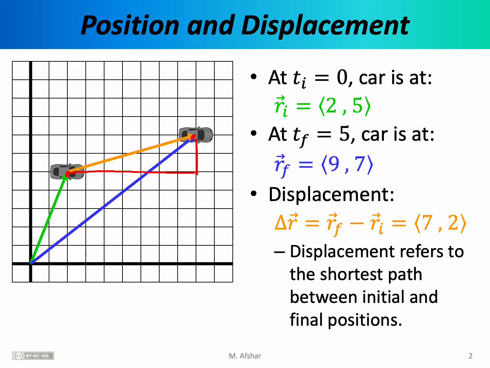Notice that this displacement vector refers to the shortest path between the initial and final positions. So we don't know if the car actually traveled along this path. If this is, for example, the grid of city streets, the car may have traveled due east and then north and then east and then north, may have followed a zigzag pattern. It's not really clear. We don't have that history. The displacement vector simply refers to the shortest path or the most direct path between the initial and the final position.